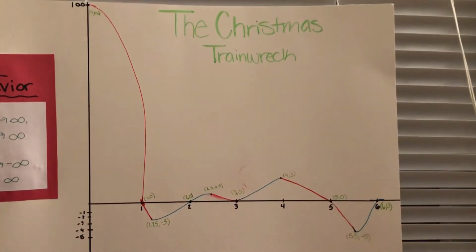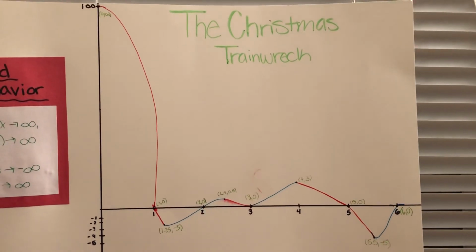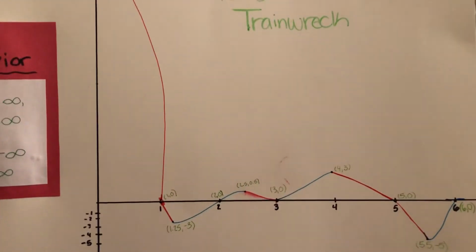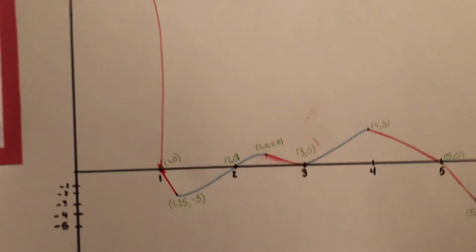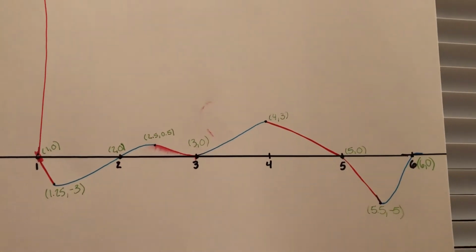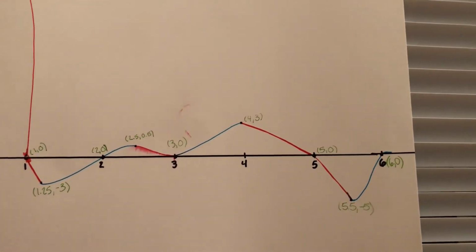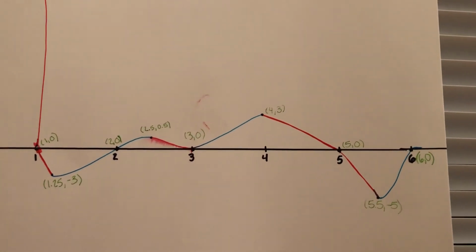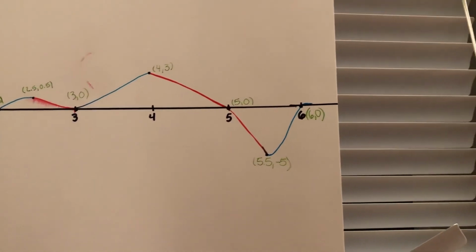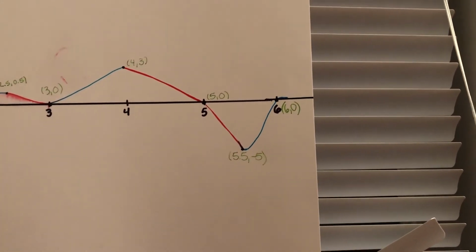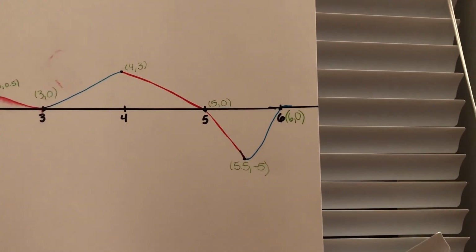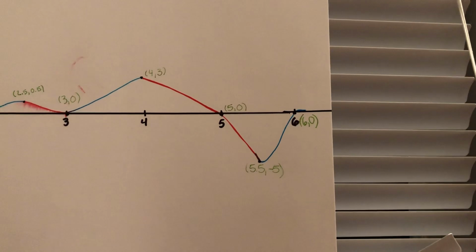It's called the Christmas train wreck. And it starts at 100 and goes all the way down and hits about -3. And then it goes back up to 2 and crosses over. And then it bounces off at 3, which means the multiplicity is 2, and that means it's even. And then it comes up, and then it comes down, and it crosses back at 5, which is odd. And then it comes down to -5 and crosses back up at 6. But since we have to land on the ground when you ride a roller coaster, it ends at 0.